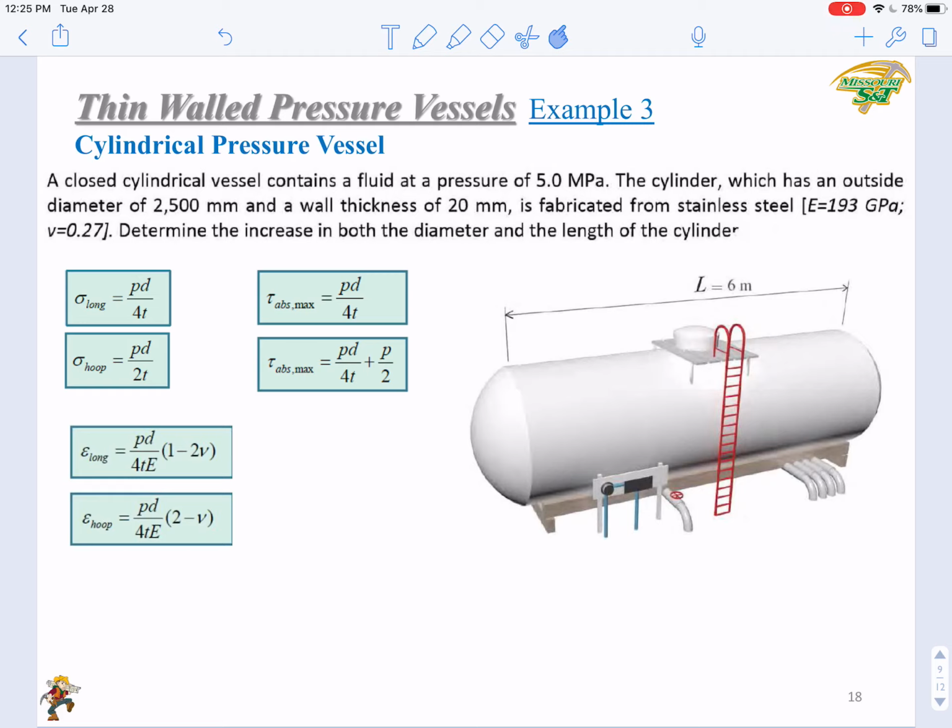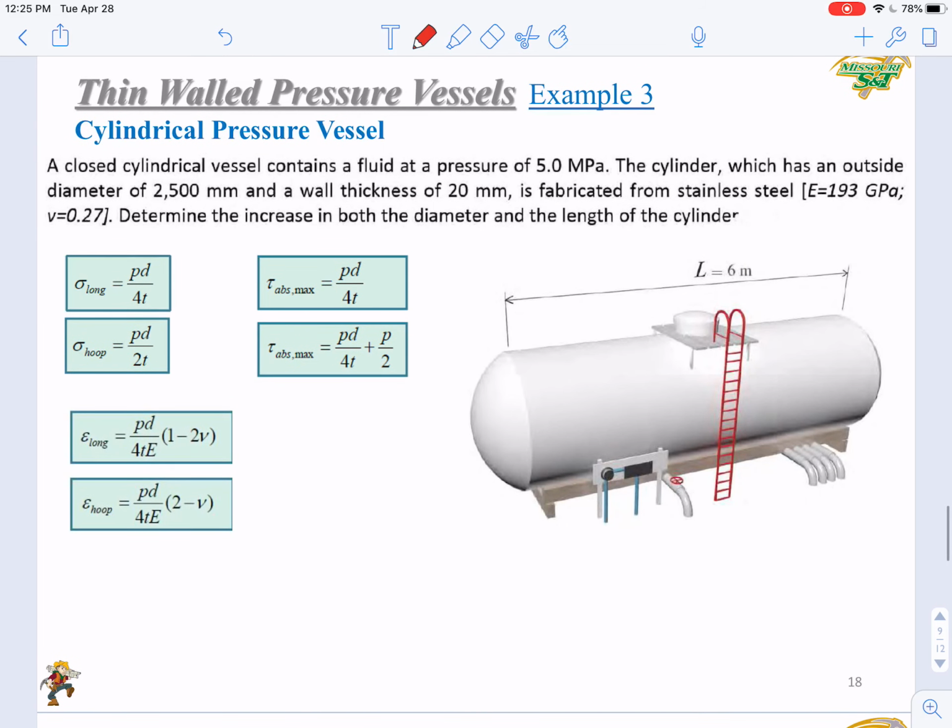I just listed the 6 equations we just derived right here. You can just select the correct equations to do the calculations. In this type of examples or calculation problems, if you are requested to determine the normal stress, remember that you will have 2 of them, along the longitudinal direction and the hoop direction. There will be different values, and the hoop direction value will be 2 times that of the longitudinal direction value.